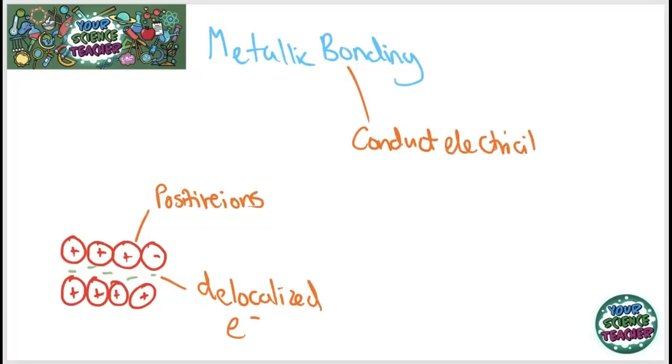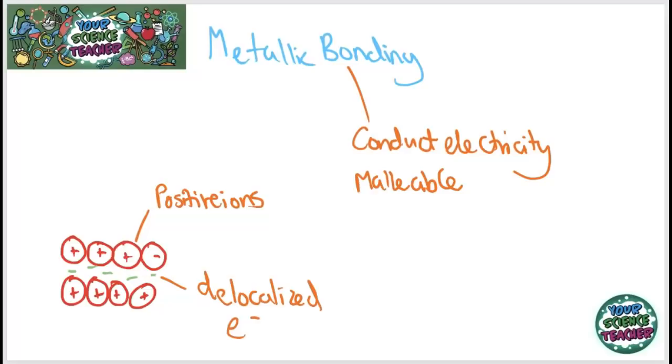And as well as being able to conduct electricity, this layer structure with the delocalized electrons between the layers means that metals are really malleable. This means that they bend without breaking. It's kind of the opposite to brittle.